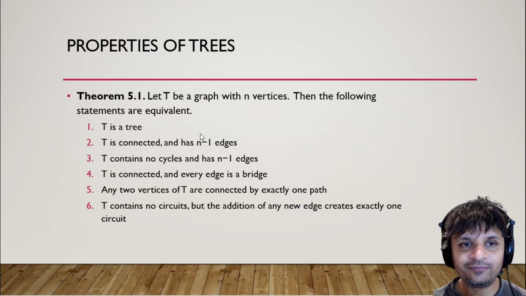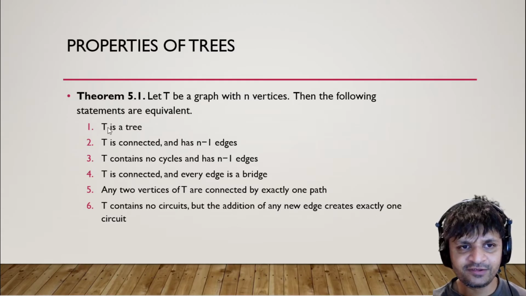T is a tree. T is connected and has n-1 edges. T contains no cycles and has n-1 edges. T is connected and every edge is a bridge. Any two vertices of T are connected by exactly one path. T contains no circuits, but the addition of any new edge creates exactly one circuit. So there's 6 statements here.